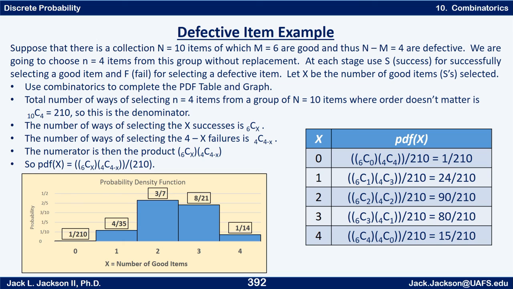Now, if we reduce those fractions, they turn out to be 1 over 210, 4 over 35, 3/7, 8 over 21, and 1 over 14. And you can see those here in the graph of the PDF function over here. The 1 over 210 is so low it's hard to even see the bar there, but it's not 0, just pretty close to 0.